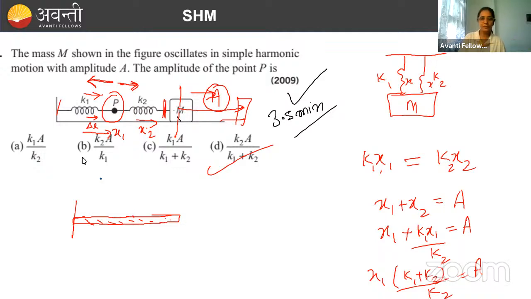Again, identification is not enough. What is the meaning of springs being in parallel? Displacement same. Springs being in series, tension same. So these things we need to know. If anyone has any doubt in these things, let me know. If not, then you need to solve some more questions. Just sit with some questions, two or three, and try to do it yourself. Then you will get the thing. Okay?